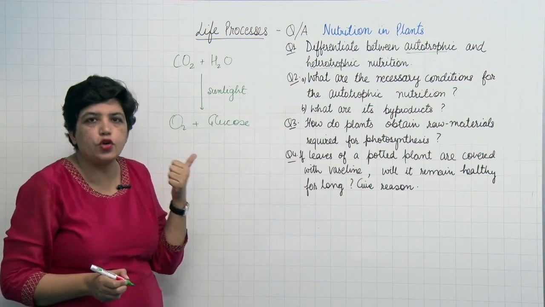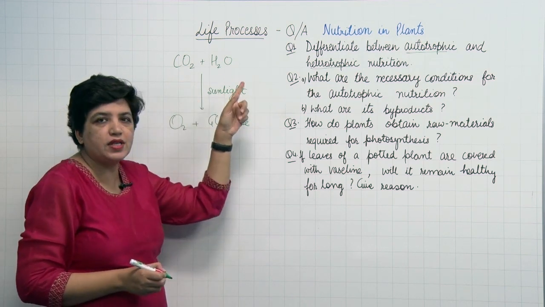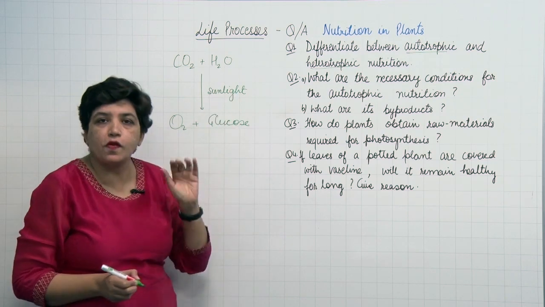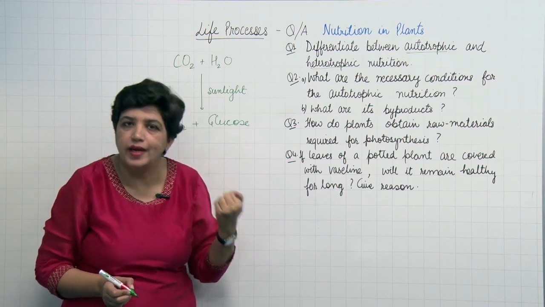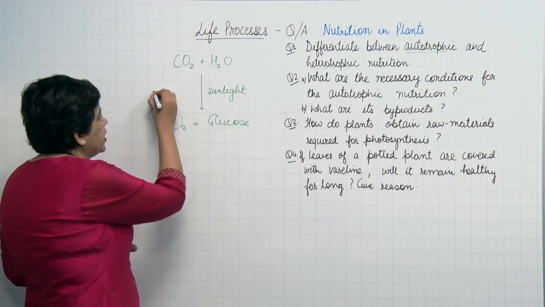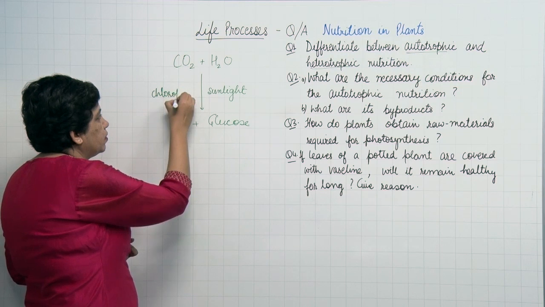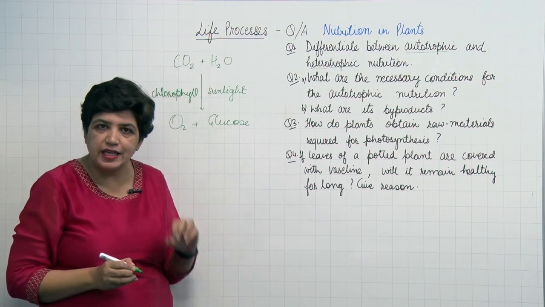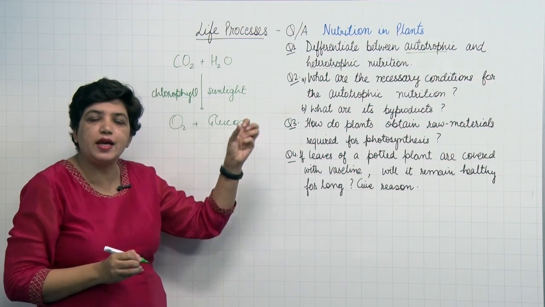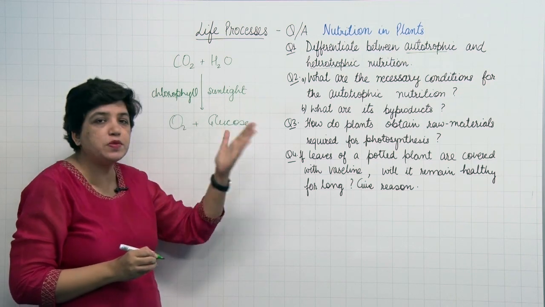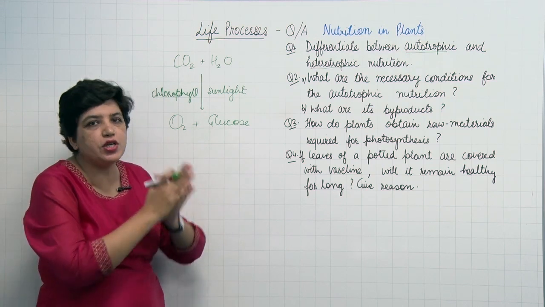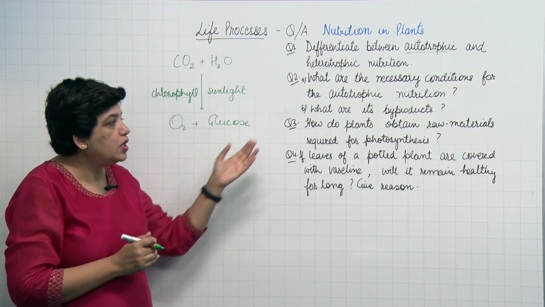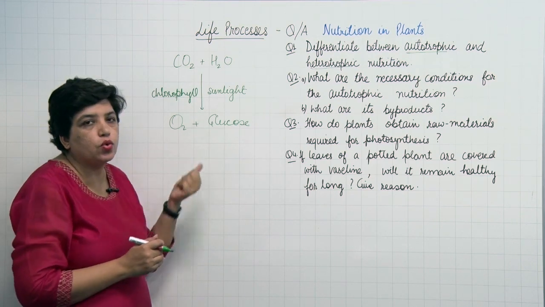So what are the necessary conditions for autotrophic nutrition? First is the presence of two raw materials, that is carbon dioxide from the air and water from the soil. Then absorption of sunlight to utilize the solar energy. And one more thing is the presence of chlorophyll. Chlorophyll is the green colored pigment present in the leaves. This chlorophyll helps in the absorption of solar energy. It traps the solar energy, and this energy is utilized to perform this reaction. So the byproducts are oxygen and glucose.